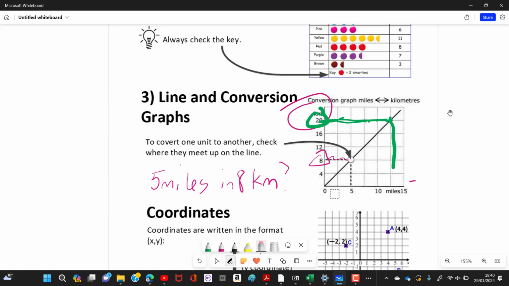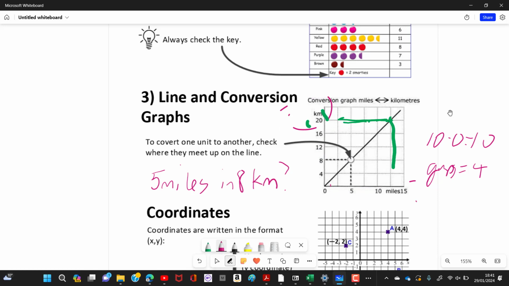If you remember doing scales, you take the highest and take away the lowest. So 10 take away 0 is 10. And you count the number of gaps in between. How many gaps are in between? 1, 2, 3, 4. So the gaps is 4. And then to find out how much each line is worth, you do answer 1 divided by answer 2.